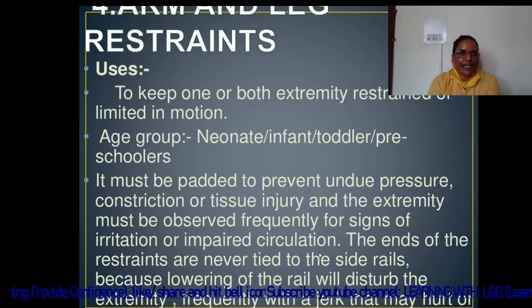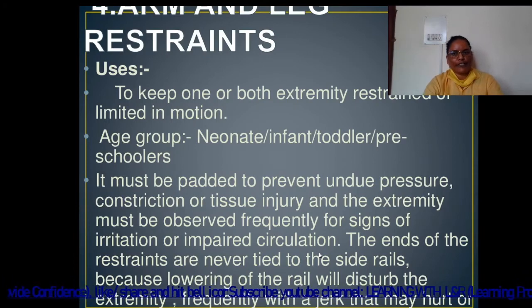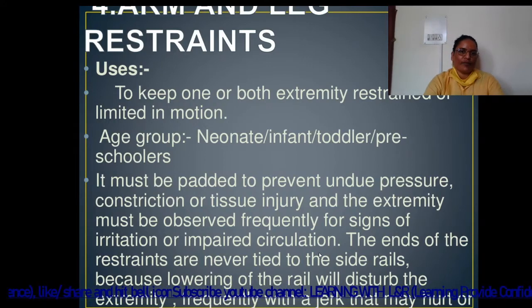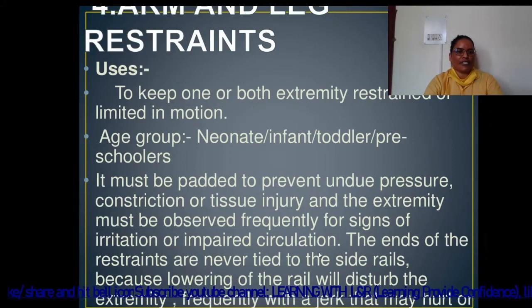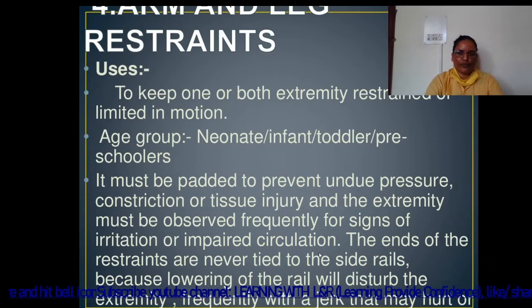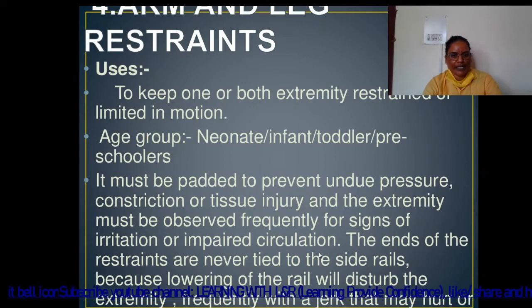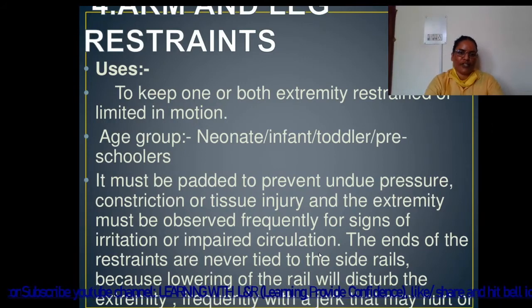Then arm and leg restraints. The use of this is to keep one or both extremities restrained or limited in motion. The age group is neonate, infant, toddler and preschooler. It must be padded to prevent undue pressure, constriction or tissue injury, and the extremity must be observed frequently for signs of irritation or impaired circulation. The ends of the restraints are never tied to the side rails because lowering of the rail will disturb the extremity with a jerk that may hurt.